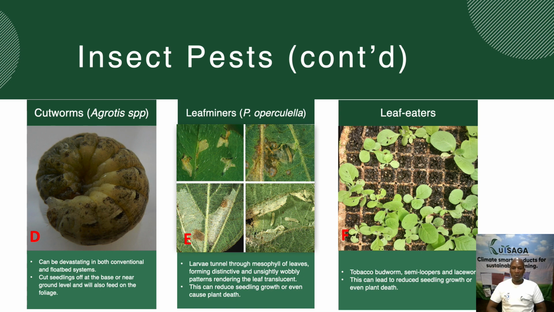Another general group of insects that feed on seedlings are the leaf eaters. Here we have the tobacco budworm, semiloopers, and lacewings. These basically eat the leaves of the seedling and therefore contribute to seedling mortality.